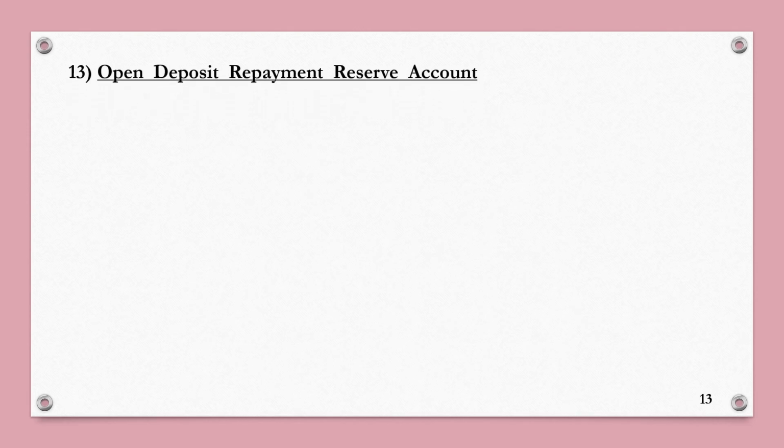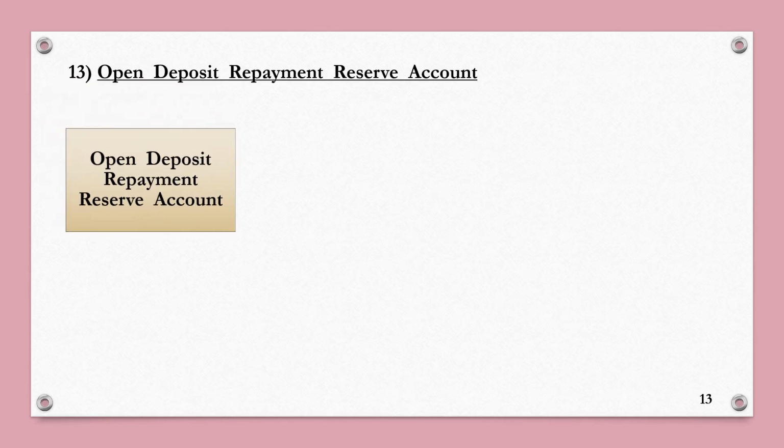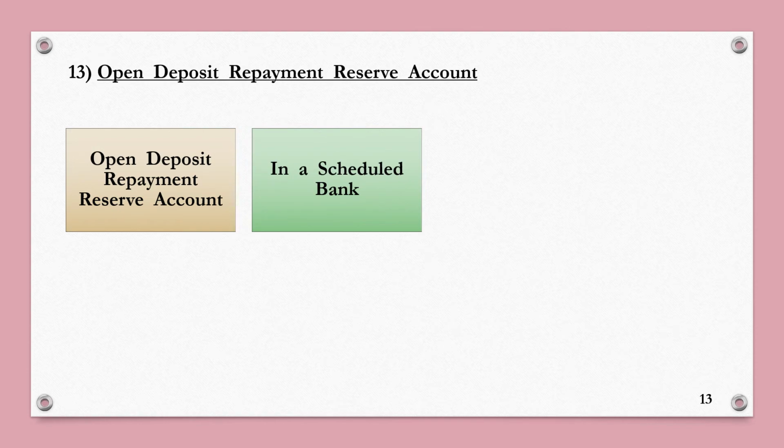The 13th condition is related to opening of deposit repayment reserve account. A company accepting deposits needs to open a deposit repayment reserve account with a scheduled bank. Scheduled banks are those which need to satisfy certain criteria as laid down by Reserve Bank of India, and also they enjoy certain facilities. Some examples of scheduled banks in India include State Bank of India, Dena Bank, etc.